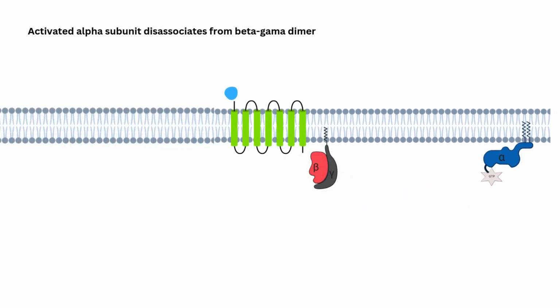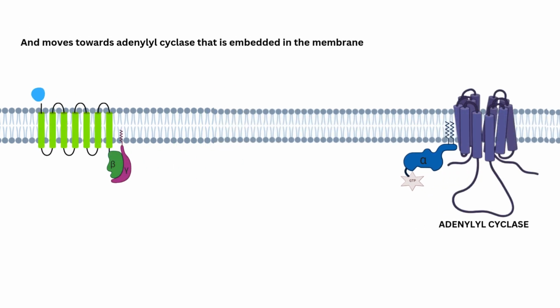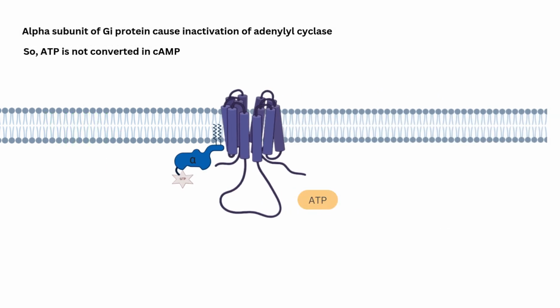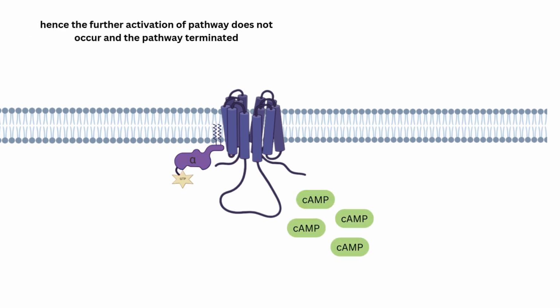The activated alpha subunit dissociates from the beta-gamma dimer and moves towards adenylyl cyclase that is embedded in the membrane. The alpha subunit of GI protein causes inactivation of adenylyl cyclase, so ATP is not converted into cAMP. Hence the further activation of the pathway does not occur and the pathway is terminated.